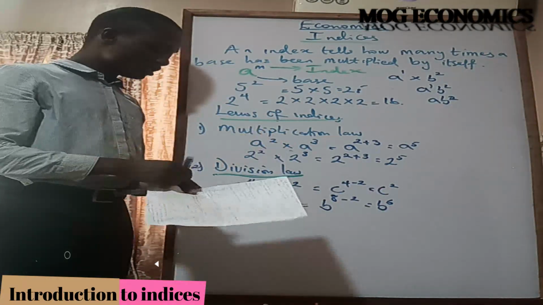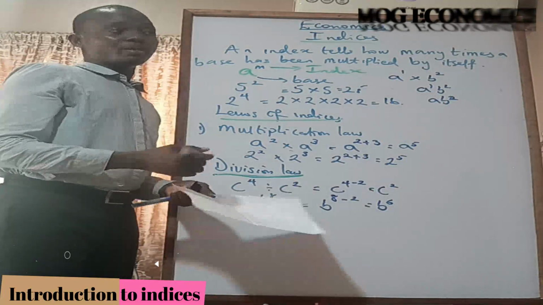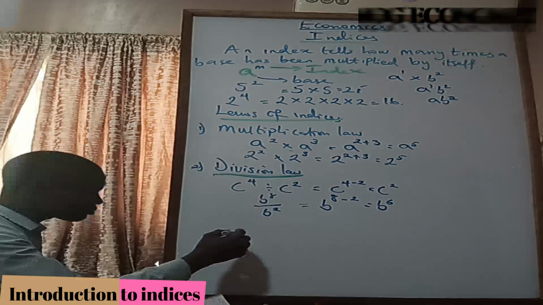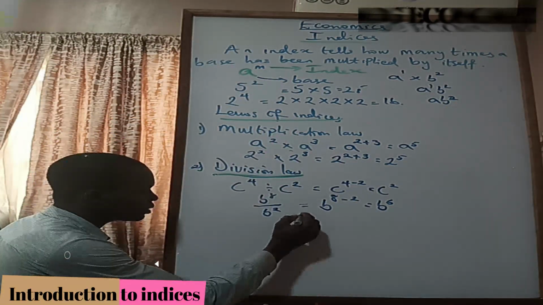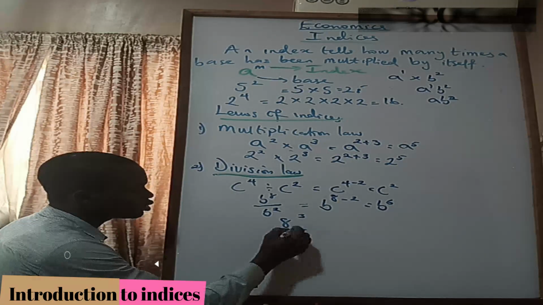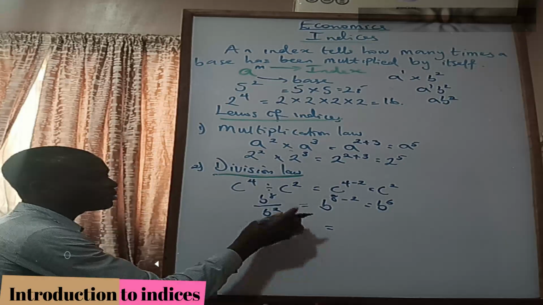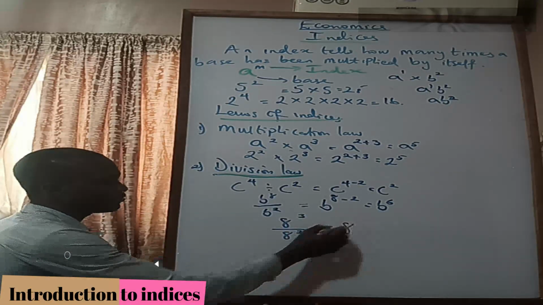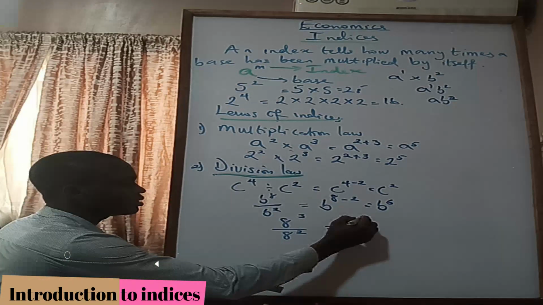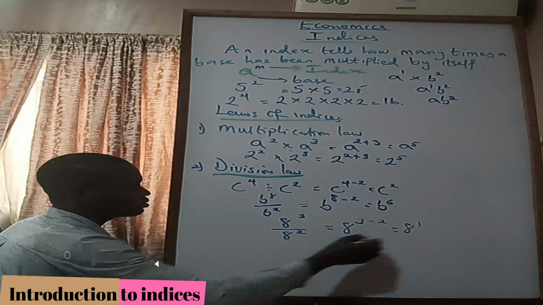Is there another example that I have here? If you want to use numbers, let's say you have, maybe, 8 raised to power 3. Let's do 8 raised to power 3 divided by 8 raised to power 2. I write 8 first, but I won't do 3 divided by 2 to give 1.5. No, this is going to be 8 raised to power 3 minus 2. Now the answer is 8 raised to power 1, which is 8.